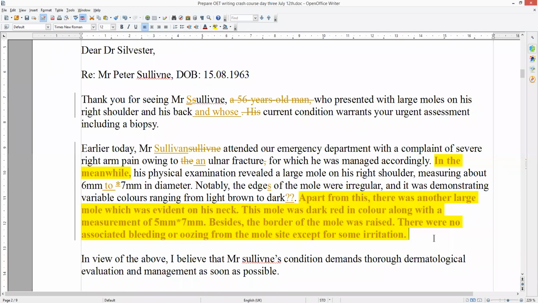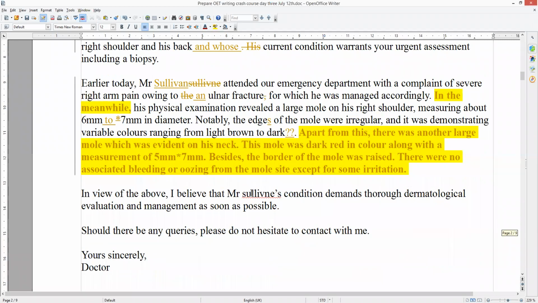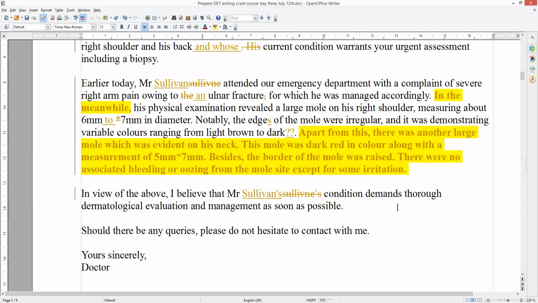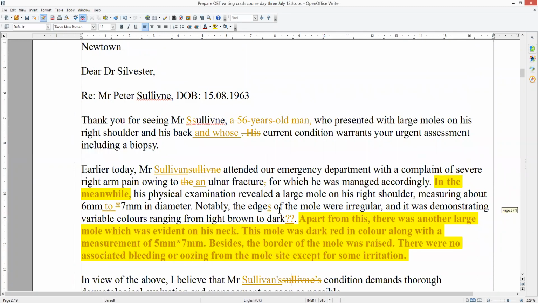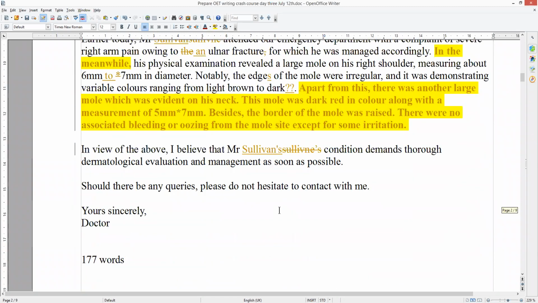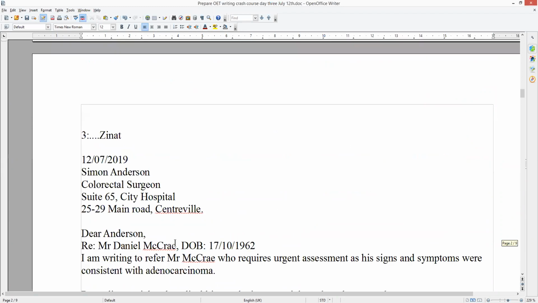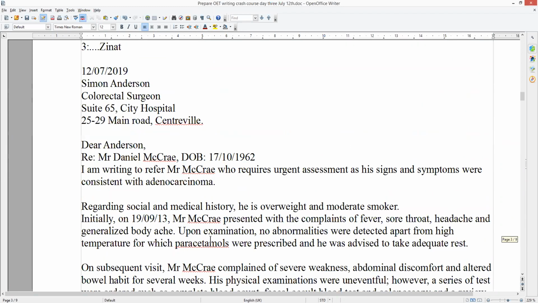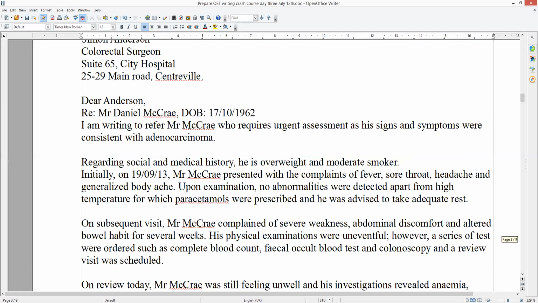We don't need that. In view of the above, Mr. Sullivan's condition demands thorough dermatological, well, it probably does, and management as soon as possible. So watch them short sentences. And by the way, that was a bit short, 177 words, so watch that. Okay, number 3. Wanting to refer Mr. McRae, urgent assessment, signs and symptoms. Now that's pretty good, right? Nice and simple, a single sentence.